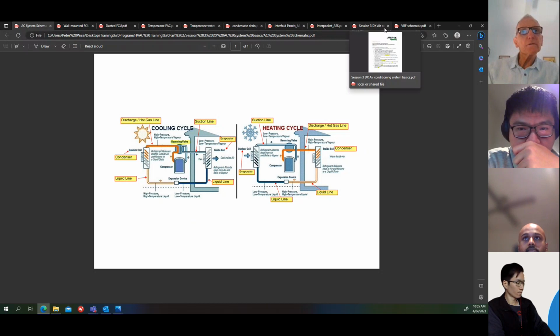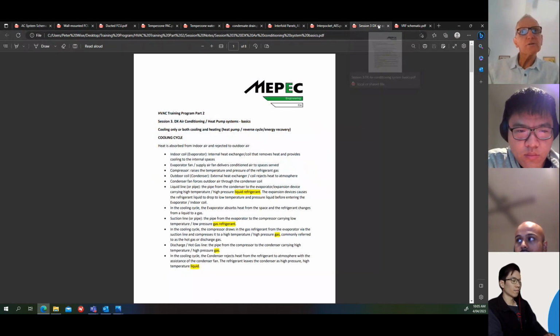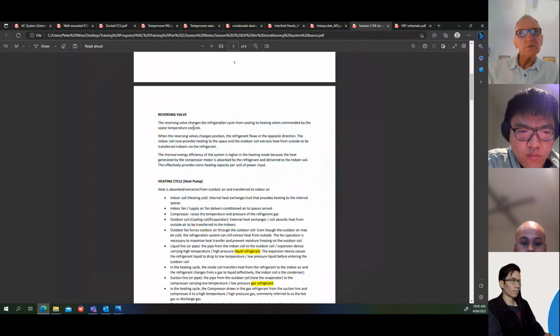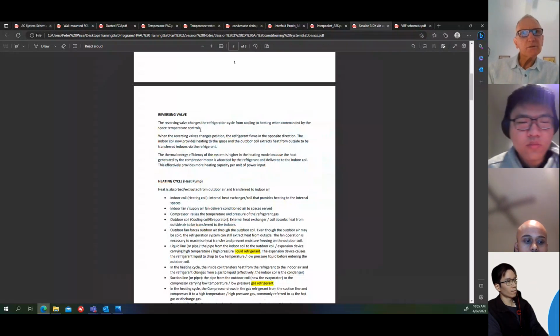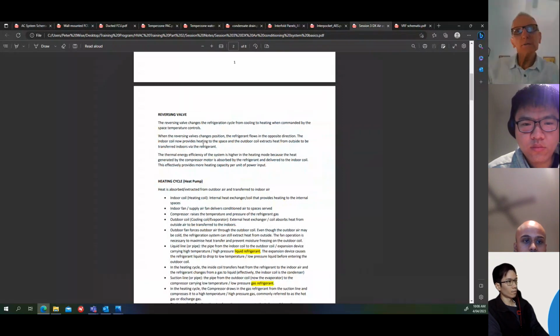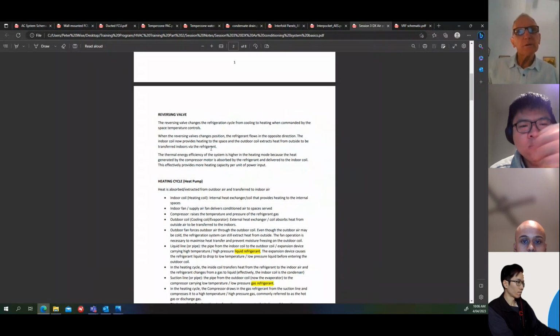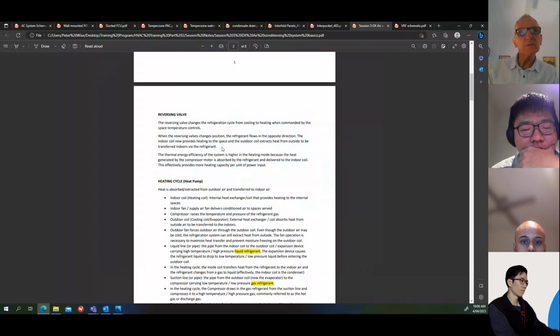The reversing valve changes the refrigeration cycle from cooling to heating when it's commanded by the space temperature control. So that could be automatic, it might be manual, depending on the system. If it's automatic, it automatically changes over. The reversing valve goes to heating, and the refrigerant flows in the opposite direction. The indoor coil now provides heating to the space, and the outdoor coil extracts heat from the outside to be transferred indoors via the refrigerant.